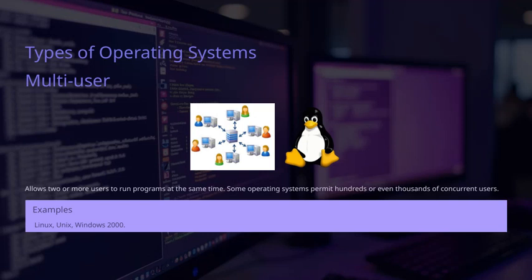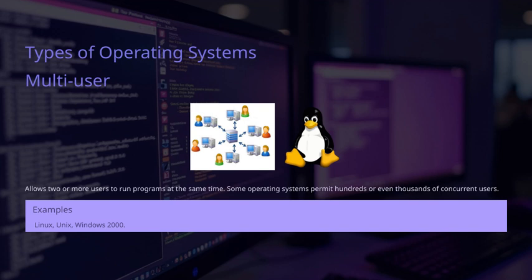Now, let's talk about the types of operating systems, starting with multi-user systems. These are designed to let two or more users run programs simultaneously. It's a way to maximize resource sharing and efficiency. Some advanced multi-user operating systems can support hundreds or even thousands of users working at the same time. This is especially important in environments like large organizations or data centers, where many users need access to the same resources without interfering with each other.